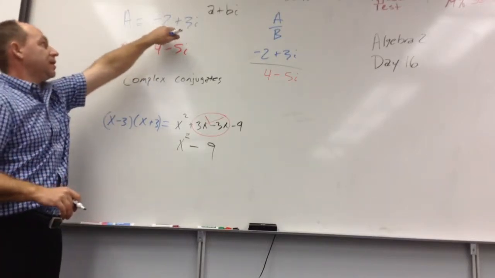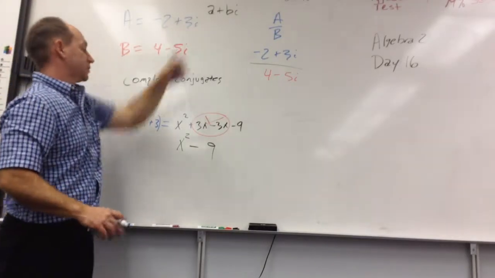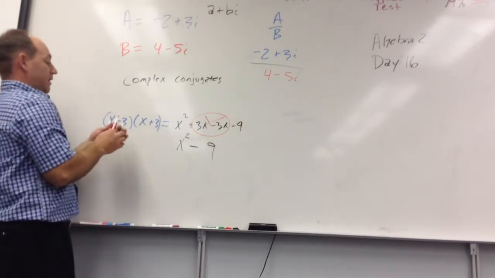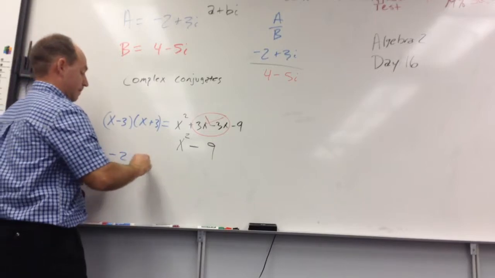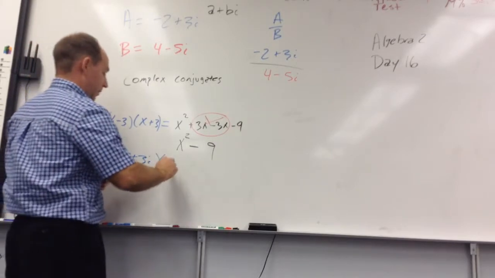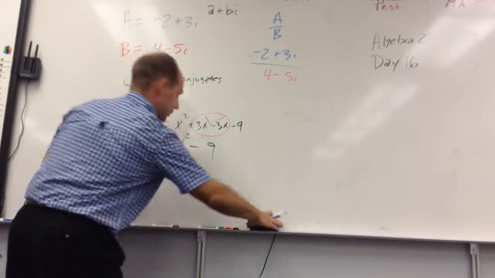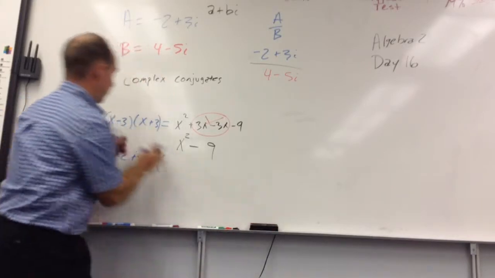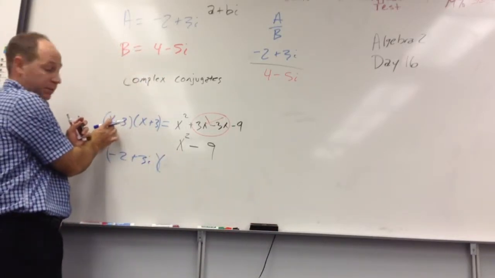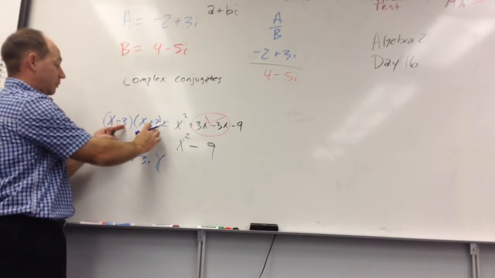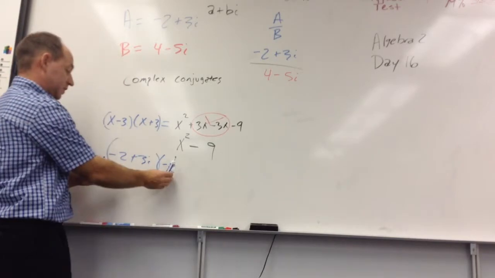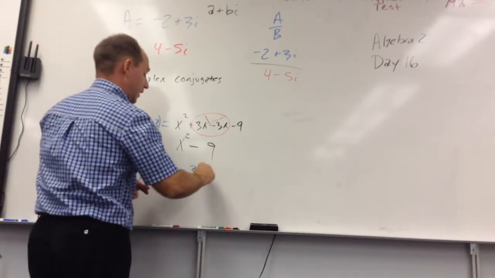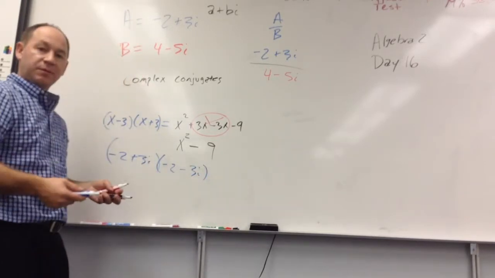Because here I have two parts, negative 2 plus 3i, so if I take that negative 2 plus 3i, and I multiply it by the negative 2, notice that here, the first part was the same, x and x, and the second part was only different because one was positive, one was negative. So I'll keep the first part as negative 2, and then I'll go minus 3i, and I ask you, what happens when I multiply that?